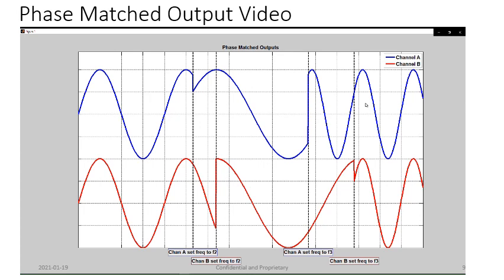This is true whenever we set the channels to the same frequency. They will always have a relative phase of 0 degrees. We can see that the phase coherent switching is a necessary condition to achieve phase matched outputs.